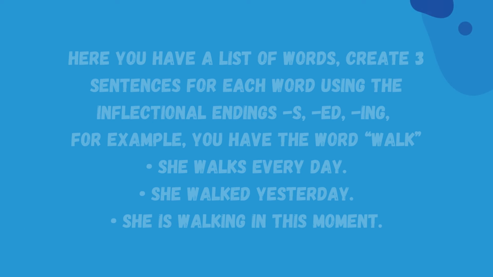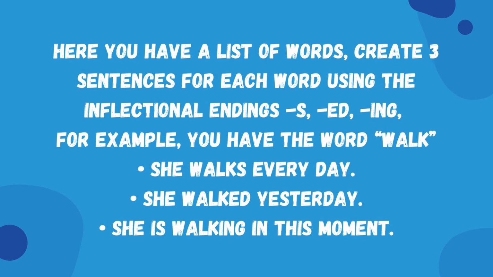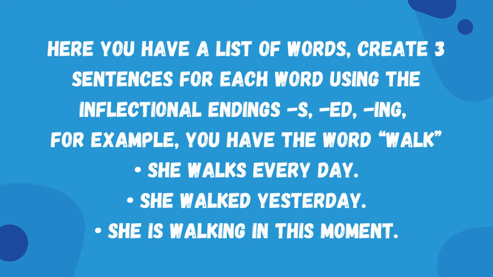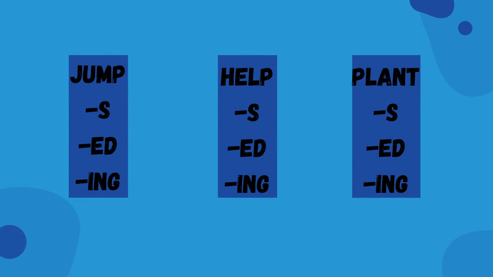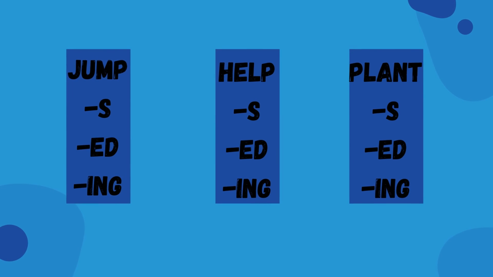Here you have a list of words. Create 3 sentences for each word using the inflectional ending s, ed, ing. For example, if you have the word walk, she walks every day, she walked yesterday, she is walking in this moment. Now, create 3 sentences for these words with the corresponding inflectional ending.